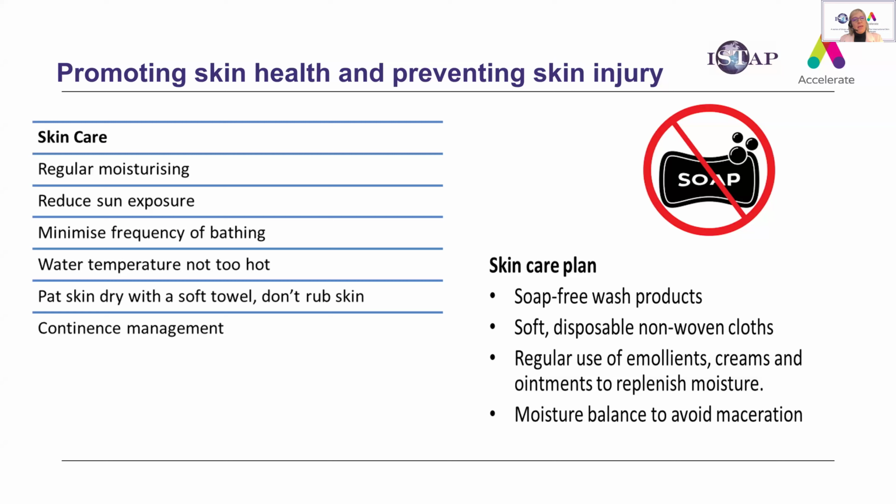And in your skin care plan, it should be soap-free wash products. Try to use soft and disposable non-woven cloths. Regular use of emollients, moisturizers, creams, and ointments to replenish that skin barrier, and moisture balance to avoid maceration. So if a client is incontinent, or has a lot of fluid, maybe around a wound, you need to make sure you're protecting the peri-wound skin from maceration.